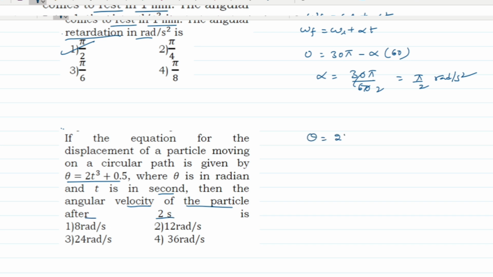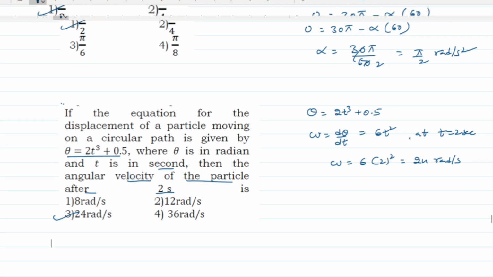Angular displacement is given as 2t cube plus 0.5. Here we can take omega equals d theta by dt. When you do the differentiation, you get 6t square. At time t equal to 2 seconds, students, omega will be equal to 6 into 2 square, which is nothing but 24 radian per second. So the angular velocity at time t equal to 2 seconds is 24 radian per second.